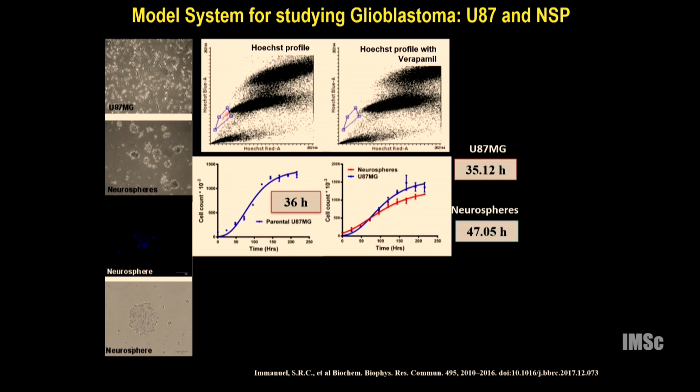And if you separate the two cells out using FACS, we will call the red cells the neurospheres, the cells that float on top, which have a spherical morphology. U87Mg is the one that we purchased from ATCC. That's the adherent cell line. We will always denote the U87 with a blue line, and all data for NSP will be denoted with a red line in the subsequent slides. As you can see here, neurospheres have a much higher doubling time, so they grow much slower.